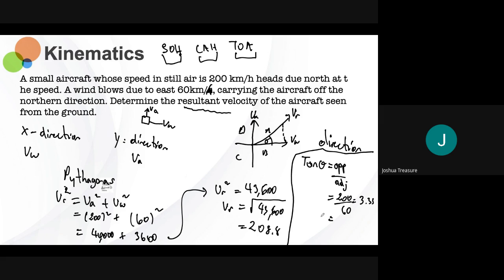So what would the angle be? Let me think, you do an inverse tan. And what do we get? 73.3 degrees. All right, that's good.